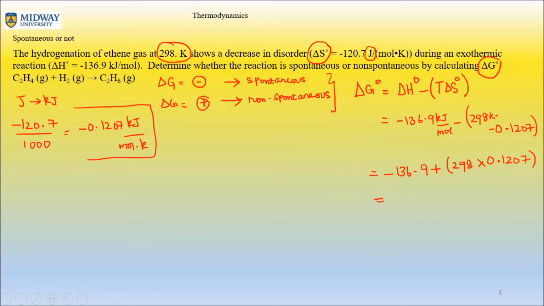It's plug and chug, but if you don't do that 1,000 conversion, you're going to have a problem at hand. So 298 times 0.1207 minus 136.9, which is negative 100.93 kilojoules. The answer is negative. You see that sign is negative, so it's spontaneous.